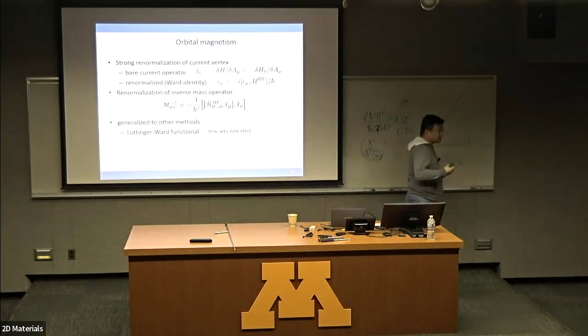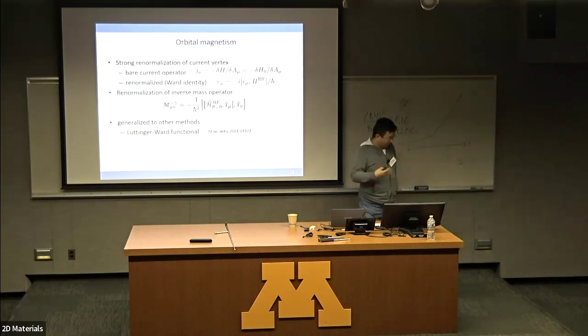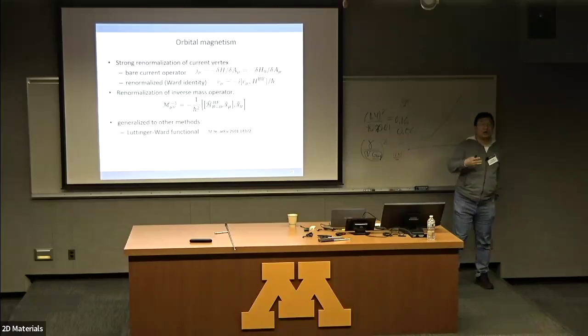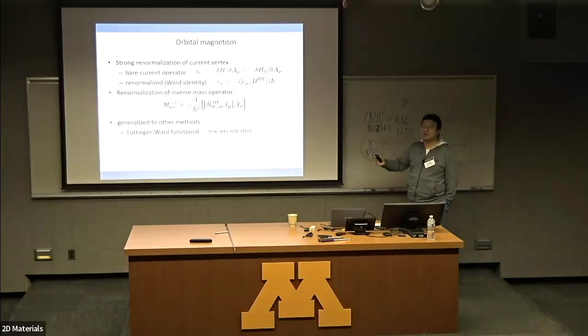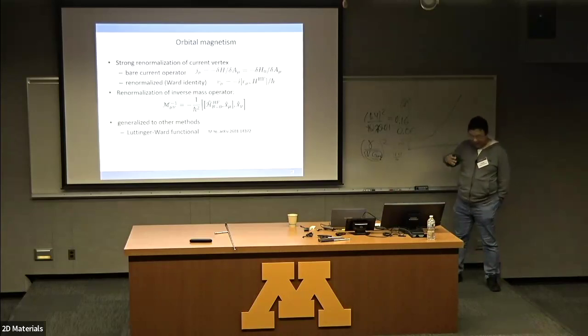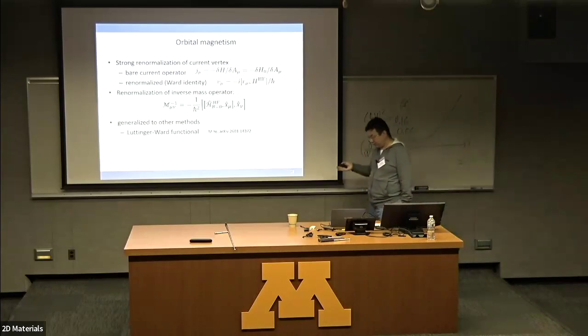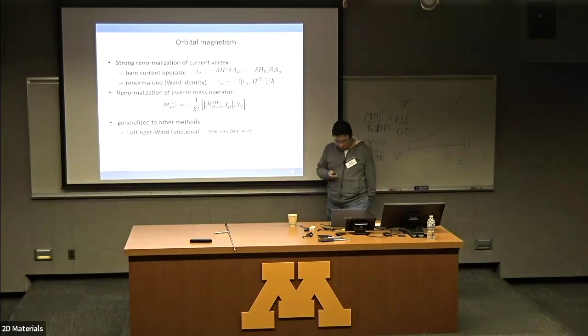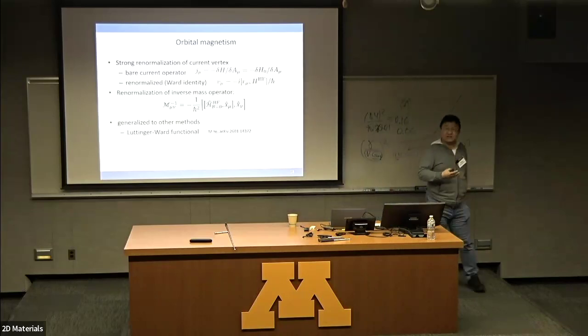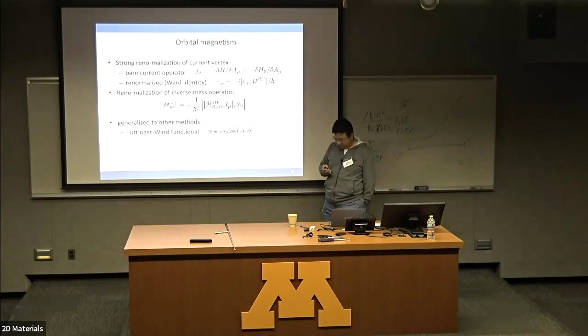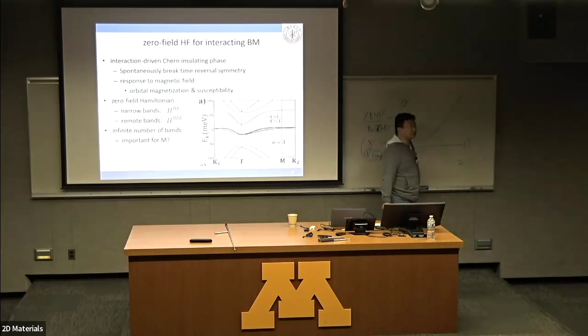So far, that's everything about the formula and the derivations. Now, of course, we always want to apply this formula to some interesting physical questions, to calculate what the orbital magnetization is. So what we did, in the second part of this talk, is we want to apply this formula to the so-called interacting BM models.